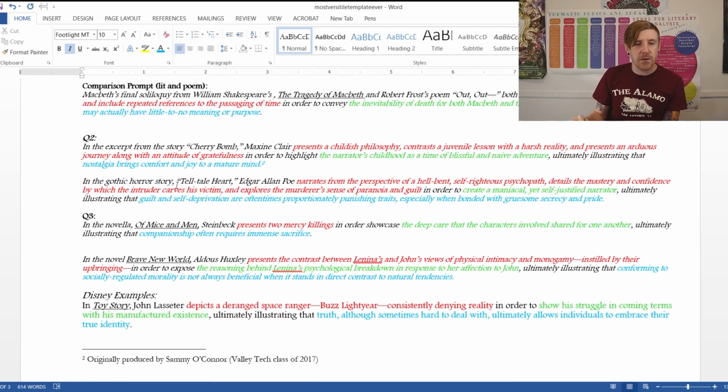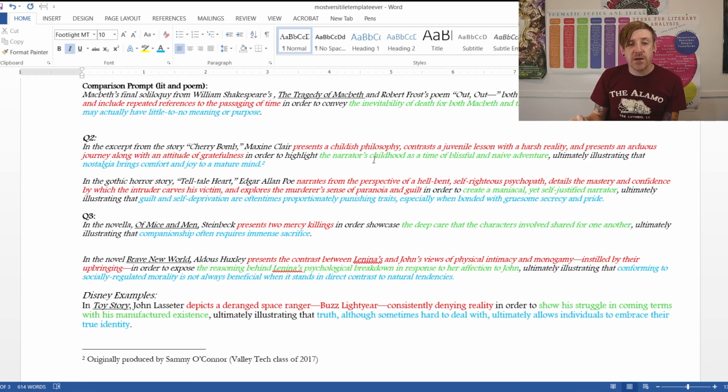But let's actually look at this one. I want to look at this one from Cherry Bomb here, because Cherry Bomb happens to be one of my absolute most favorite passages that's ever shown up on an AP exam. And here it says in question 2, in the excerpt from the story Cherry Bomb, Maxine Clare presents a childish philosophy, contrasts a juvenile lesson with a harsh reality, and presents an arduous journey along with an attitude of gratefulness, in order to highlight the narrator's childhood as a time of blissful, naive adventure, ultimately illustrating that nostalgia brings comfort and joy to a mature mind.